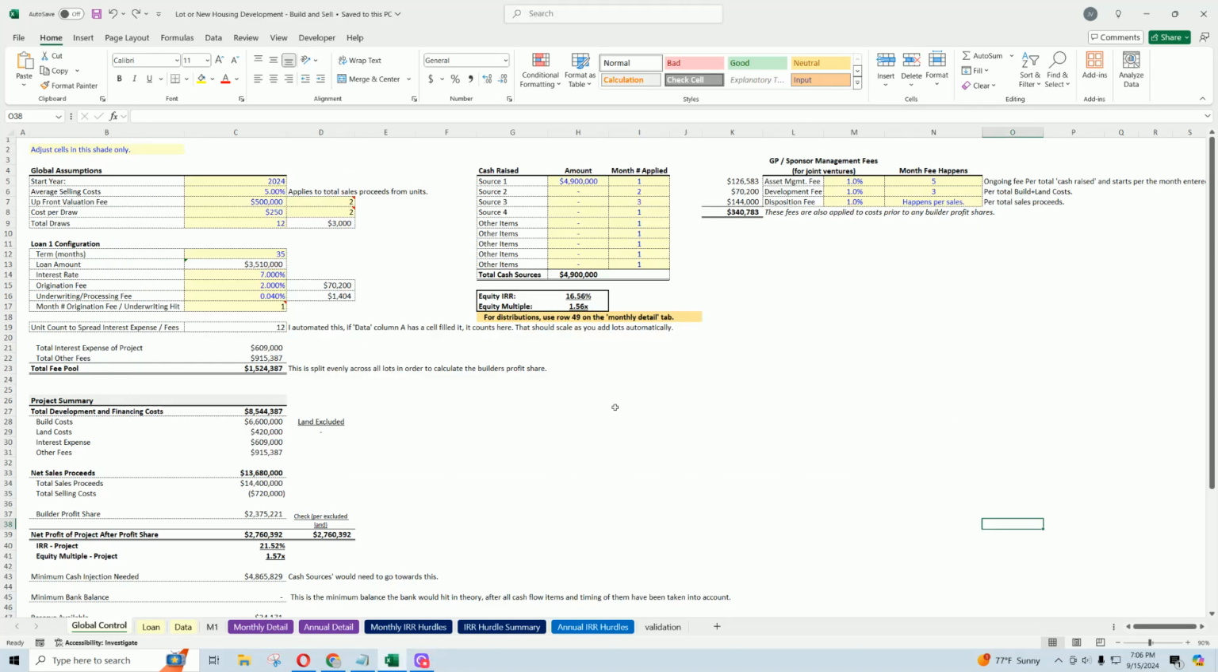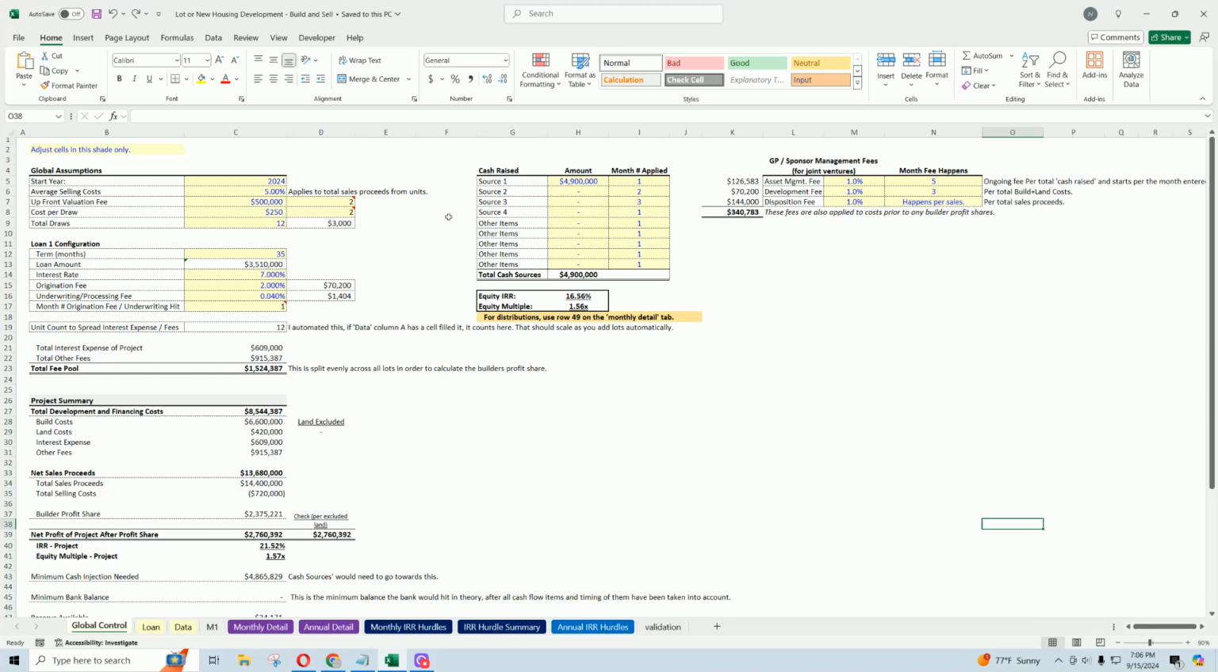Got a new financial model ready to go. So this model is for buying lots of land and developing them. And I've done many of these scenarios with a lot of different developers. And this is kind of the default model I've come to that I think will fit a lot of different cases.